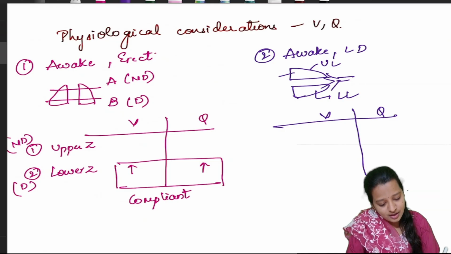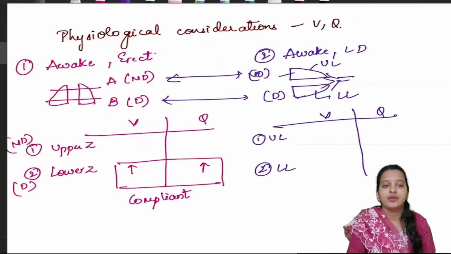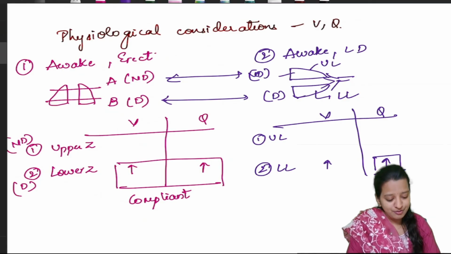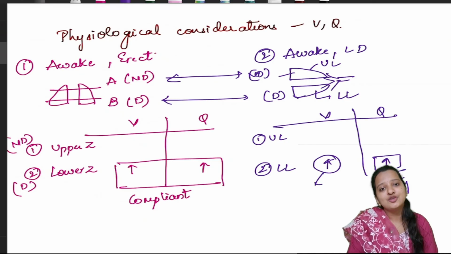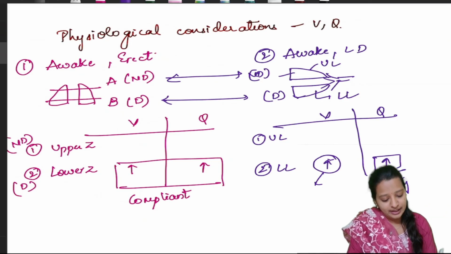So the upper lung is non-dependent, similar to this one. The lower lung is dependent, similar to this one. What happens to the ventilation and perfusion now? Ventilation is more in the lower lung and perfusion is also more in the lower lung. Why? First, perfusion is more in the dependent part because of gravity. And why ventilation? Because the contraction of the hemidiaphragm of the lower dependent lung is more effective than the non-dependent lung. So there is more ventilation here due to better contraction of the hemidiaphragm.